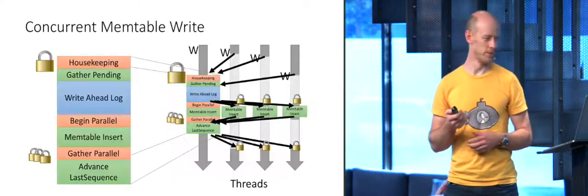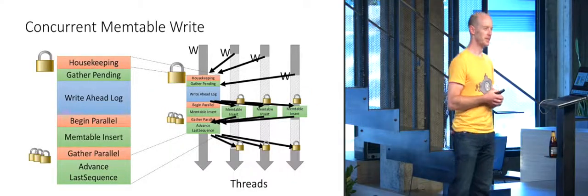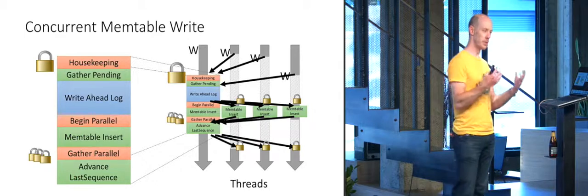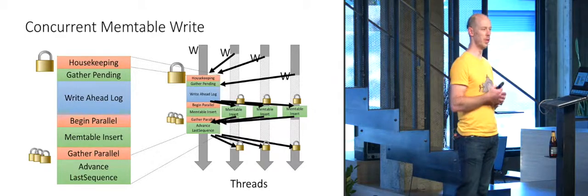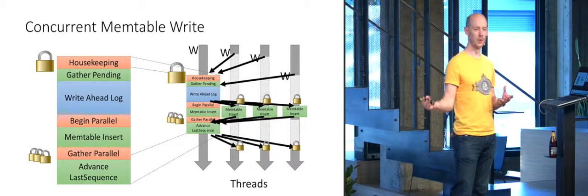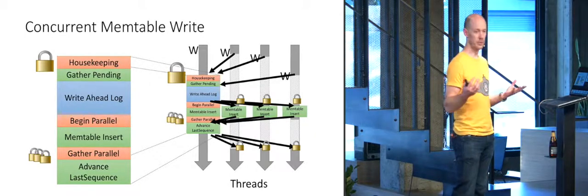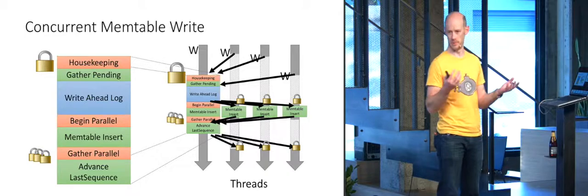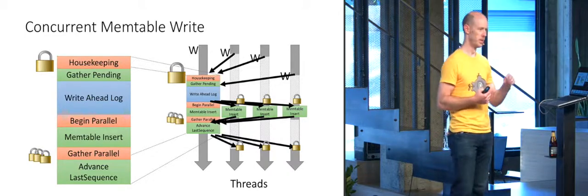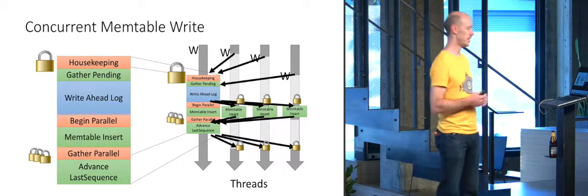Okay, so what does it look like now? This picture is getting a little bit more busy, but we have the original housekeeping, which happens under the main global lock. Now we have a lock-free mechanism to gather up all the pending work. We still have to do the write-ahead log if you've got that enabled. If you don't have that enabled, then obviously it's faster. That section goes, this whole thing is not really to scale.